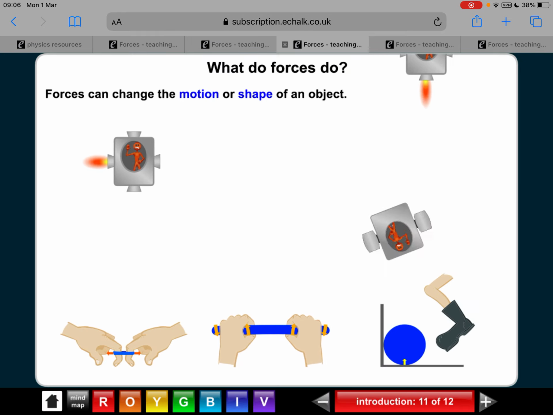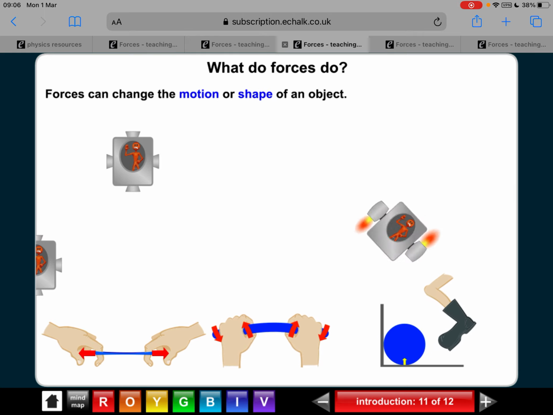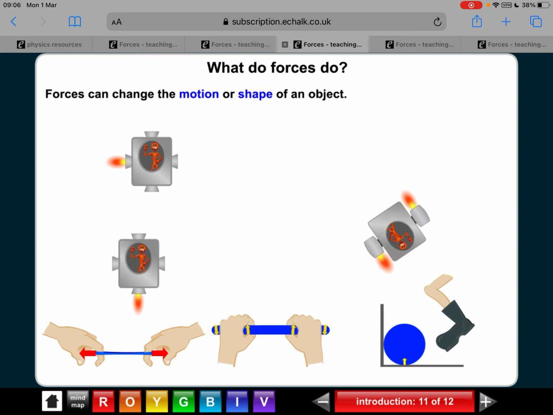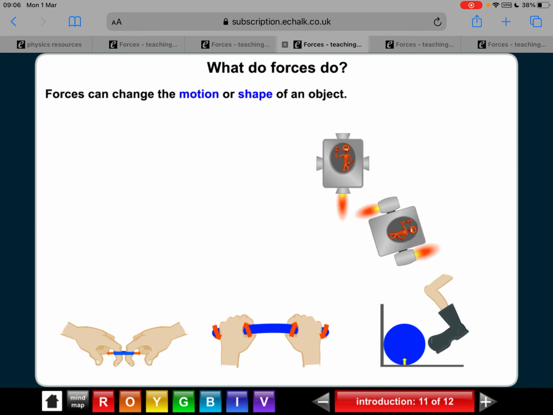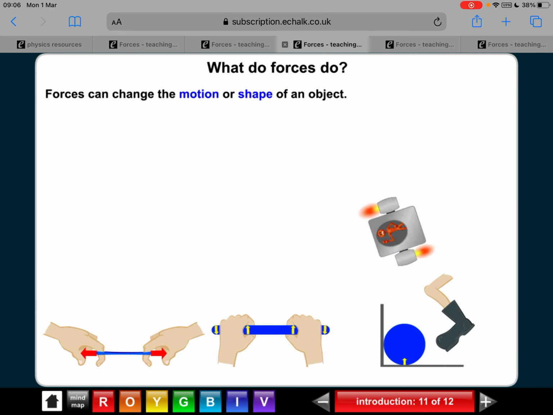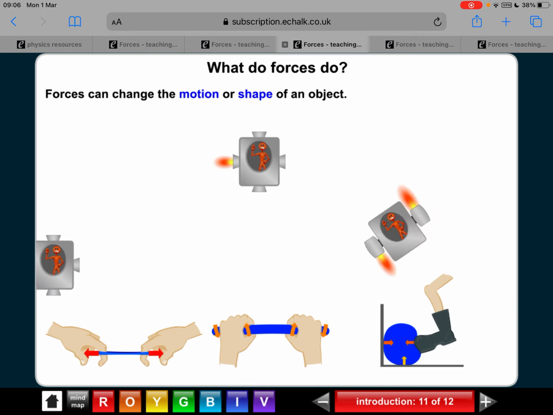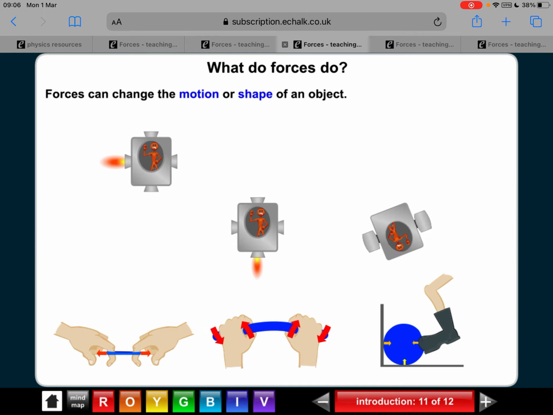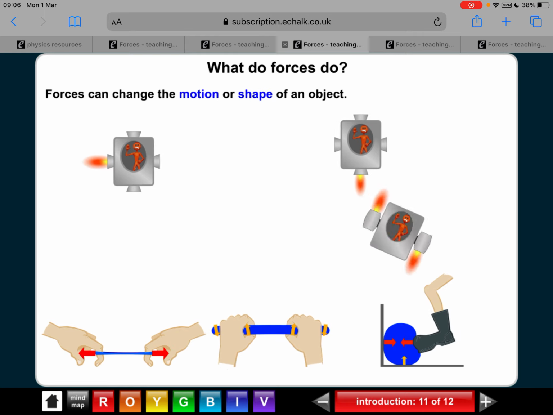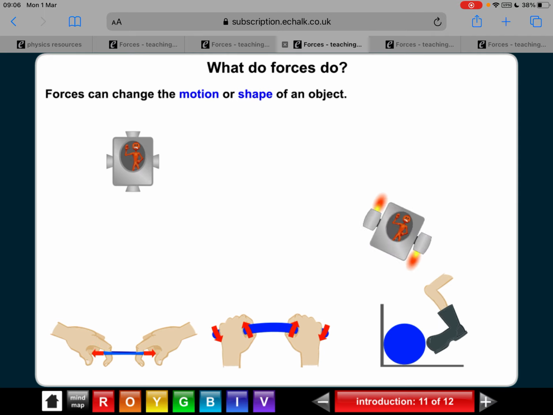Forces can have different effects on objects, and the key ones that you'll see from these examples are that forces can change the speed, the direction, and also the shape of objects. You'll also notice on some of the diagrams at the bottom that arrows are being used again to represent how the forces are acting on the object, showing the direction and in some cases showing the size of the force as well.